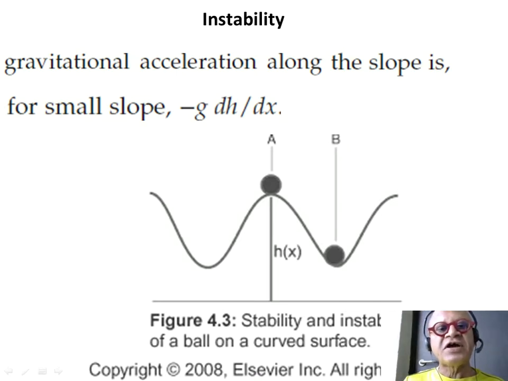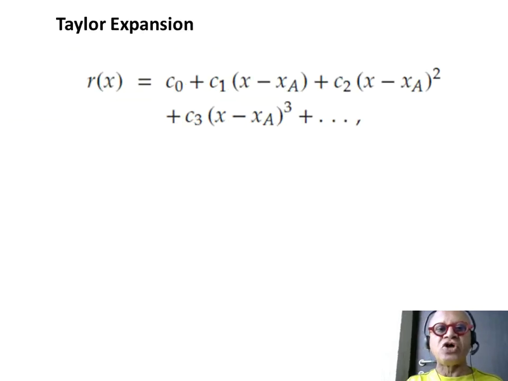So let's define the perturbations. For a small slope, minus g dh/dx is the force that's going to pull it down the slope. If you push it just a little, and this is the slope dh/dx of the hill, and g is the gravitational pull, the net force is going to depend on the slope of the hill. So gravitational acceleration along the slope is given by minus g dh/dx, which I'm sure you can understand with the knowledge you already have.